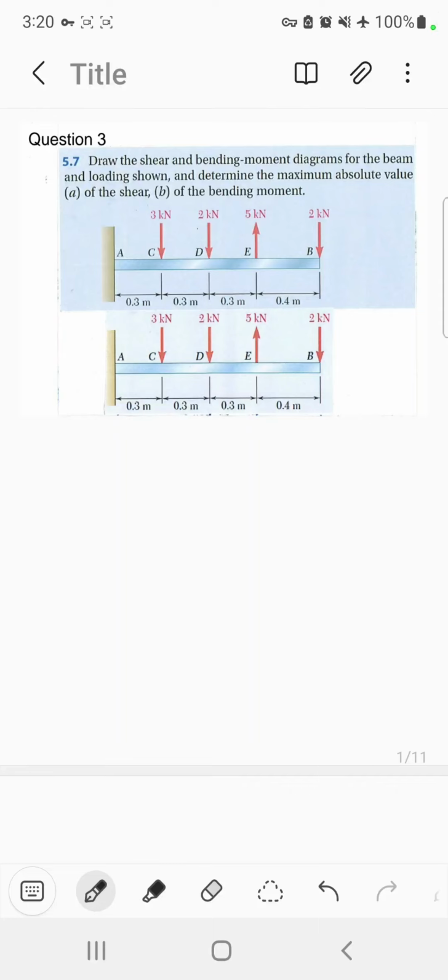Inshallah, today I'm going to solve question number 3 in lecture number 6 for beams in mechanics of materials. The question says, draw the shear and bending moment diagrams for the beam and loading shown and determine the maximum absolute value of the shear and of the bending moment. So he is looking for Vmax and moment max.